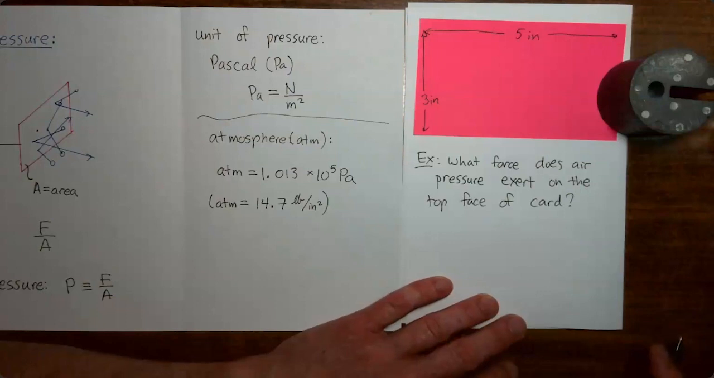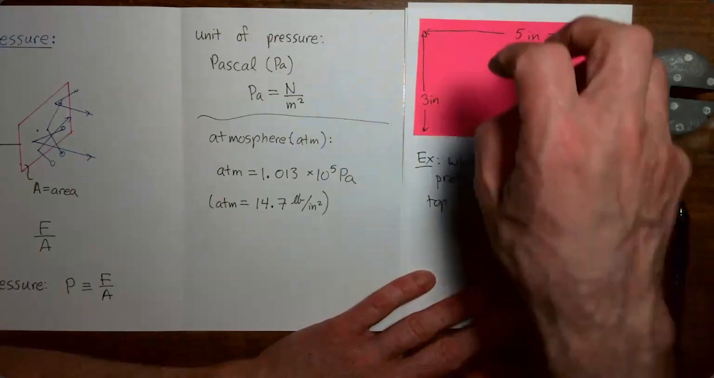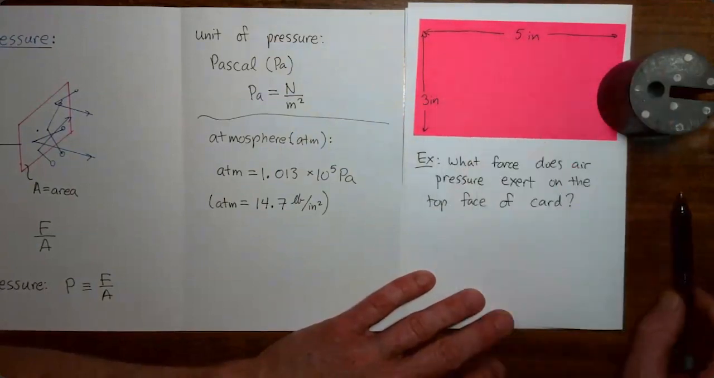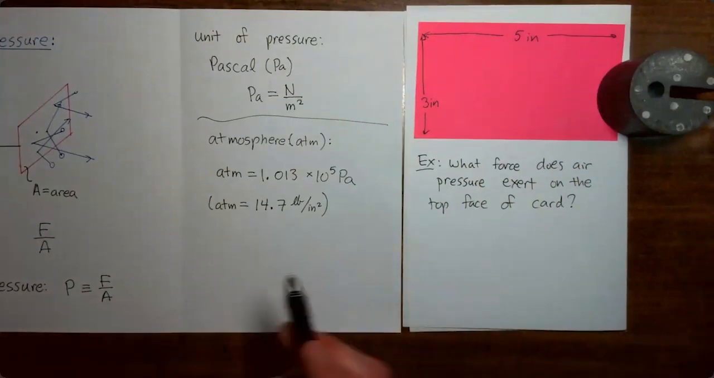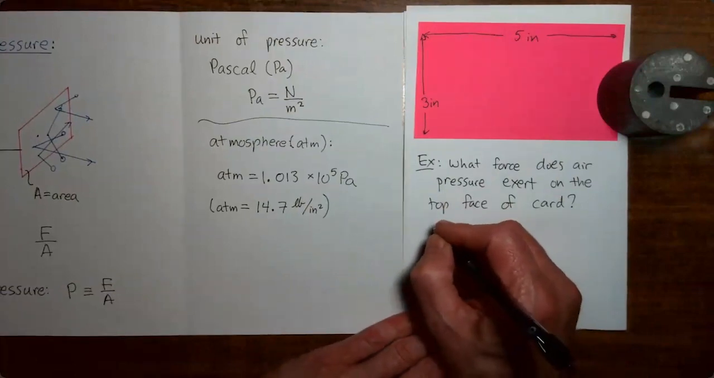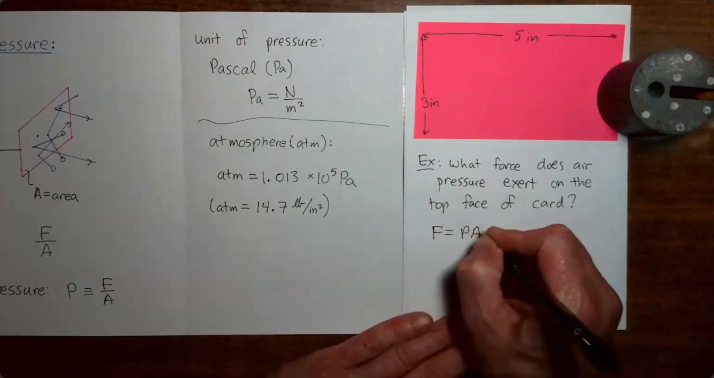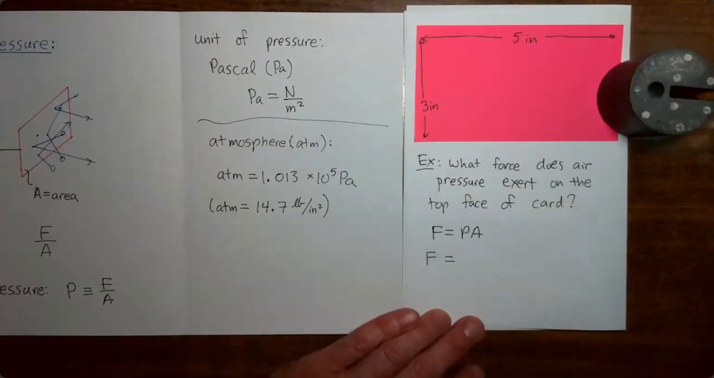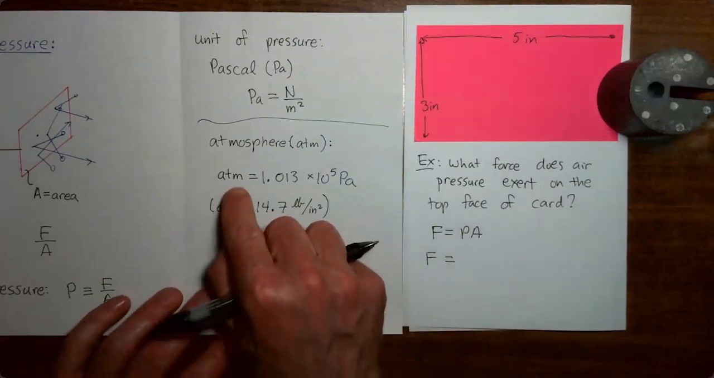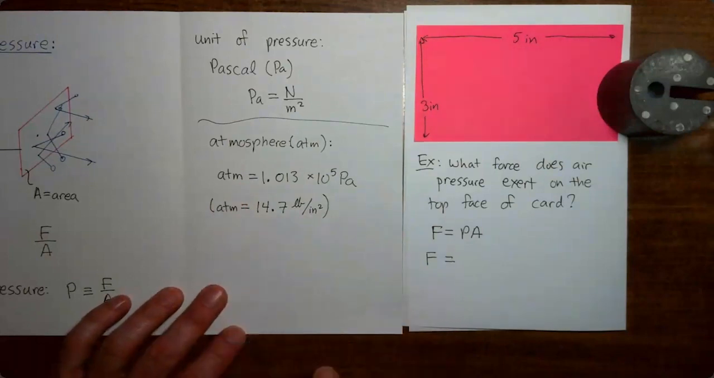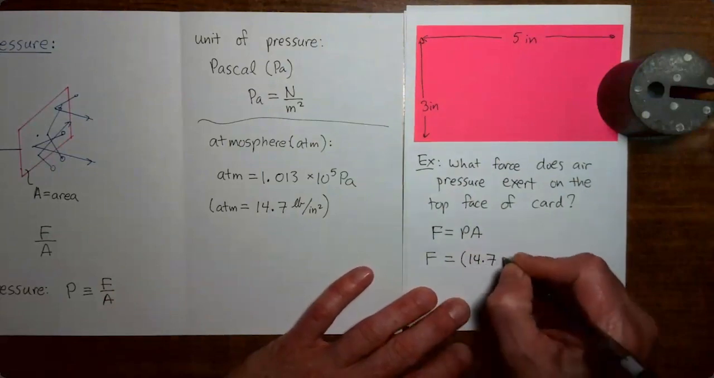As a quick example calculation, let's calculate the force that air pressure is exerting right now on the top face of this 3x5 card. For this, we can just go to the definition of pressure over here, and then solve for force. So we can write force equals pressure times area. Now I'm pretty close to sea level as I'm recording this video. So the pressure in my room is about 1 atmosphere, or about 14.7 pounds per square inch. So I will put that into the formula here.